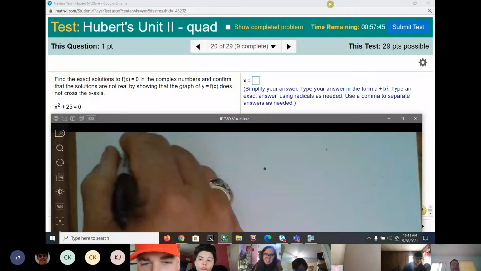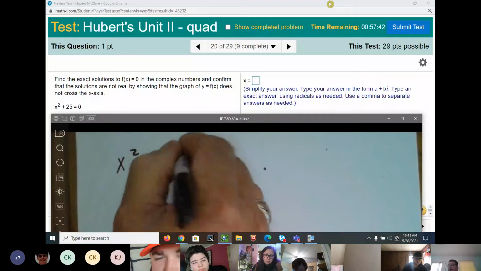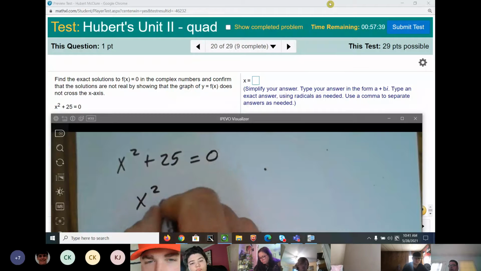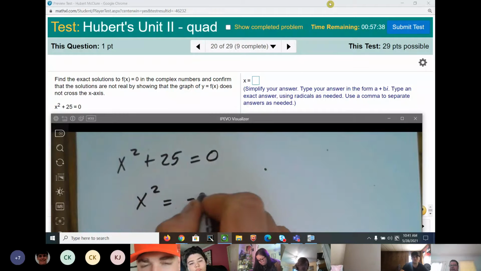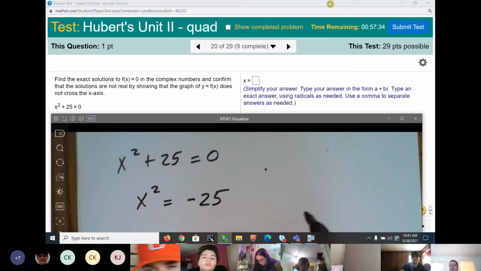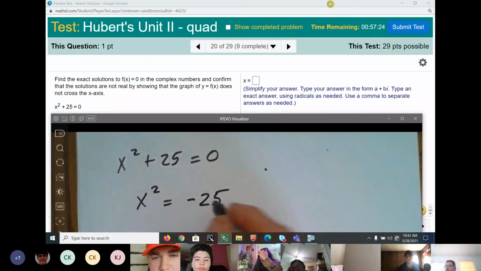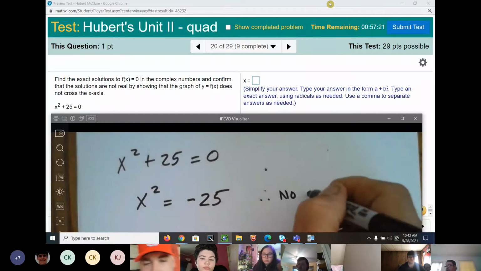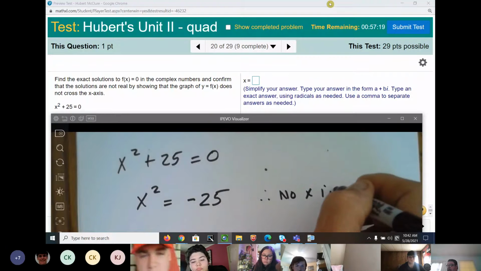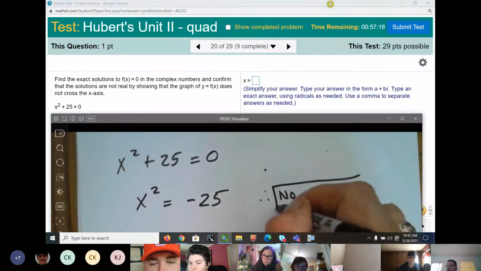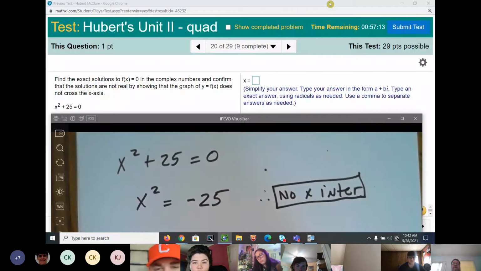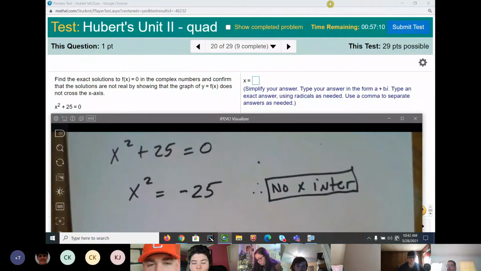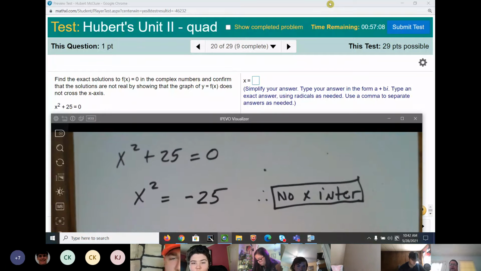X squared plus 25 is equal to 0. X squared is equal to -25. Why is there no X-intercepts? You can't have a square root of a negative. Good job. You can't have the square root of a negative. So at this point, we know there are no X-intercepts. But is that good enough for math? No. They want to know what it looks like in terms of a radical. So they want you to continue and find a radical.